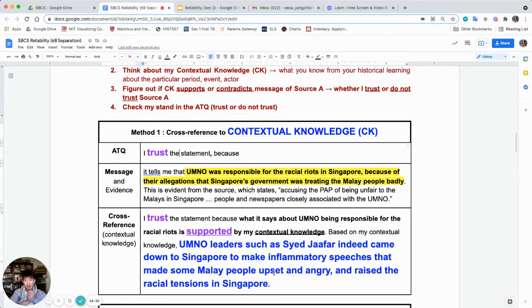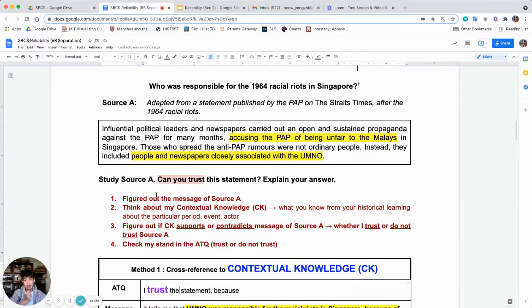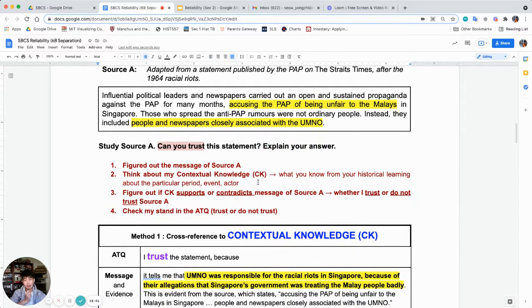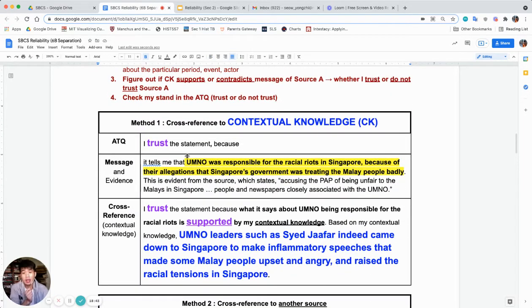And if I were to look at this question, the writing order makes the most sense. Let's take a look at it. Read it for yourself. Can you trust this statement? Explain your answer. My answer now is, I can trust this statement because it tells me that UMNO was responsible for the racial riots because of the allegations about Singapore's government treating the Malay people badly. This is evident from source A, which states that the PAP was being unfair to the Malays. People and newspapers with UMNO are accusing the PAP.